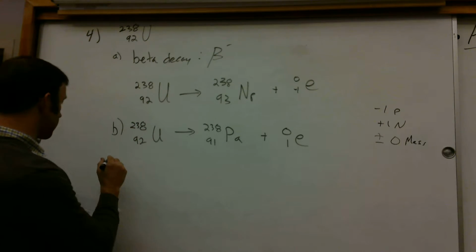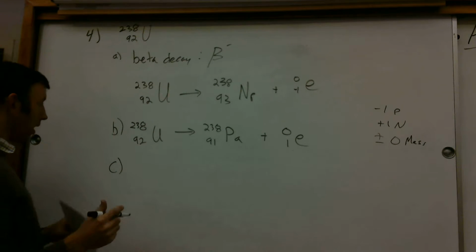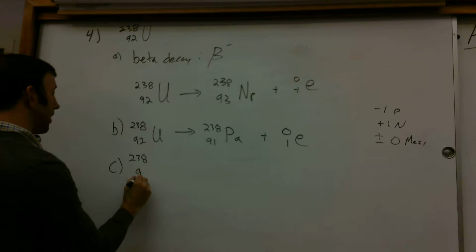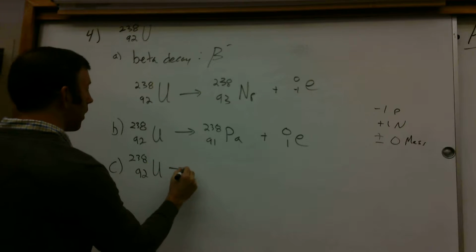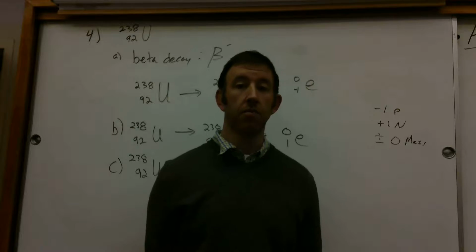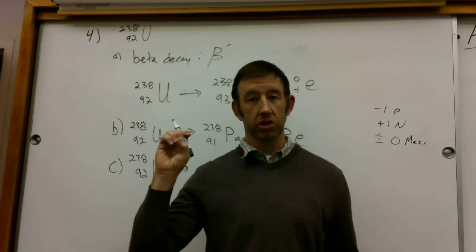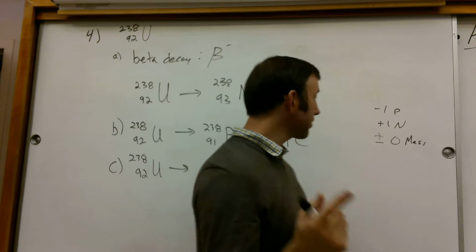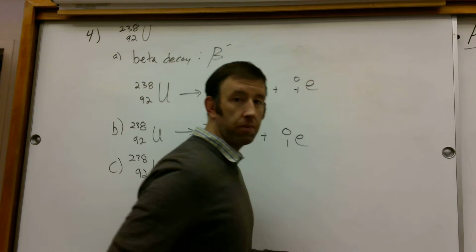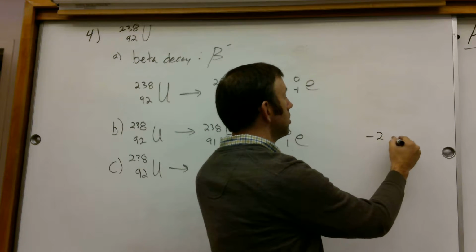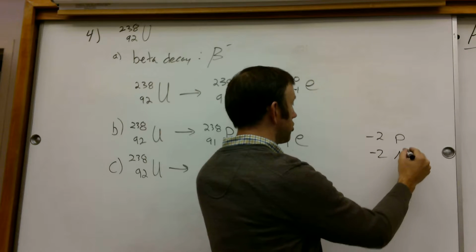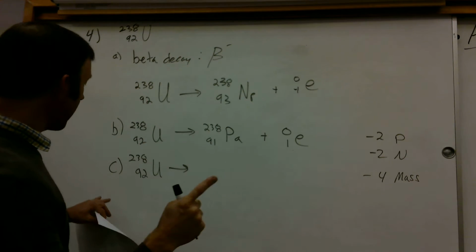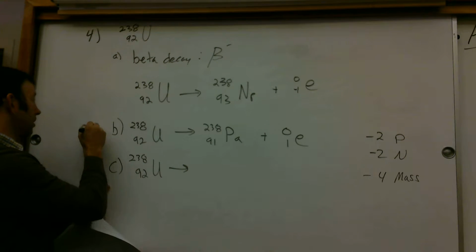There's C on the next one down. We're going to show an alpha decay. 238, 92, U. With alpha decay, our big elements like uranium break off chunks of their nucleus. So in alpha decay, we are actually going to change the mass. We go -2 protons, -2 neutrons, -4 from our mass number. So this is our alpha decay.